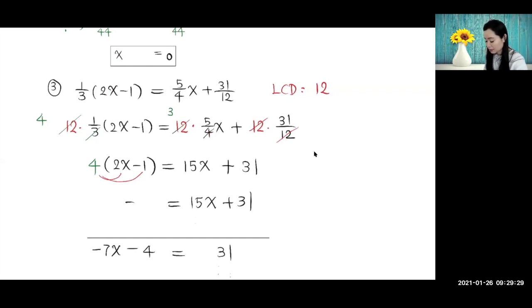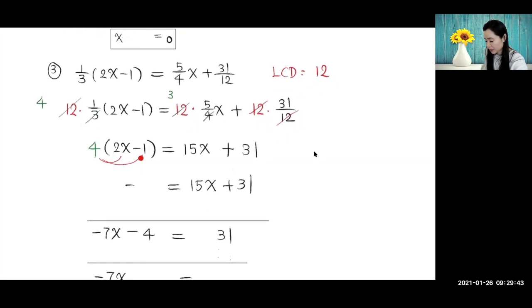Okay. So over here, you end up with 4 times this in the parentheses. 3 times 5x is 15x. And then this, you got 31. Now you distribute over here. To distribute here, 4 times 2x is 8x. 4 times negative 1 is negative 4.